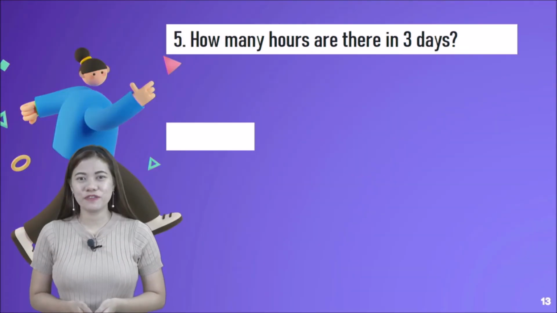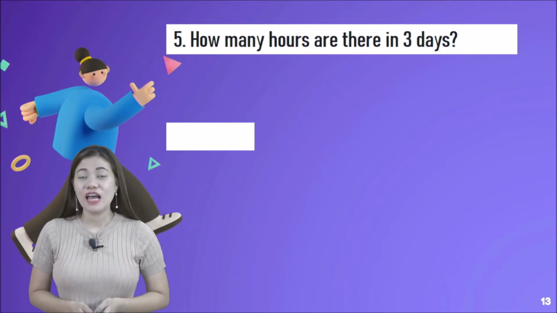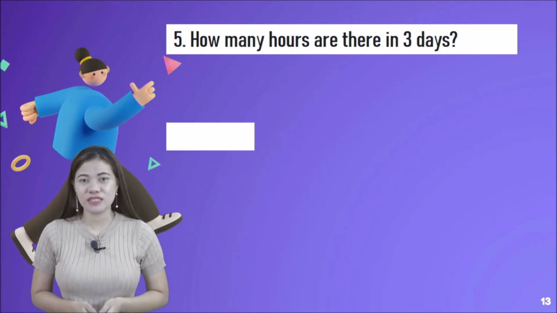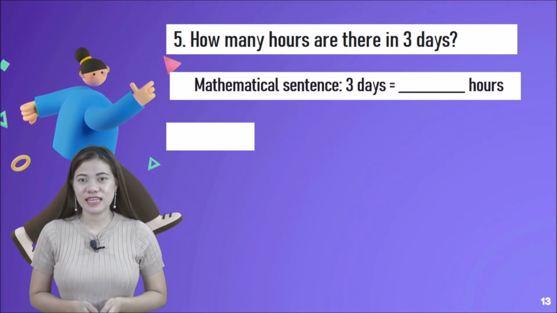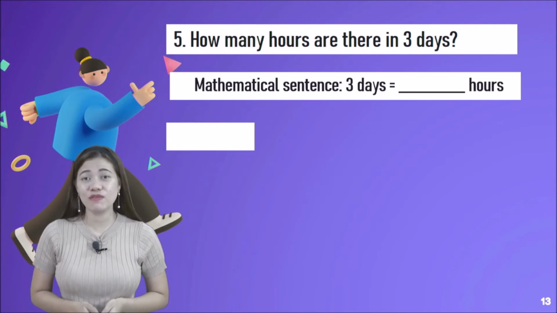Next, question number 5. How many hours are there in 3 days? Here's our mathematical sentence. 3 days is equal to blank hours. So we are looking for hours. So how many hours are there in 1 day, kids? Very good. We have 24 hours.